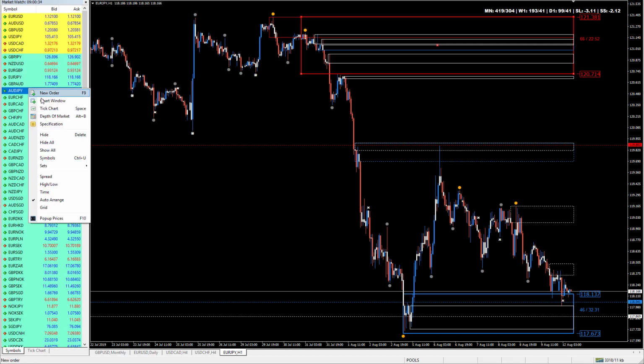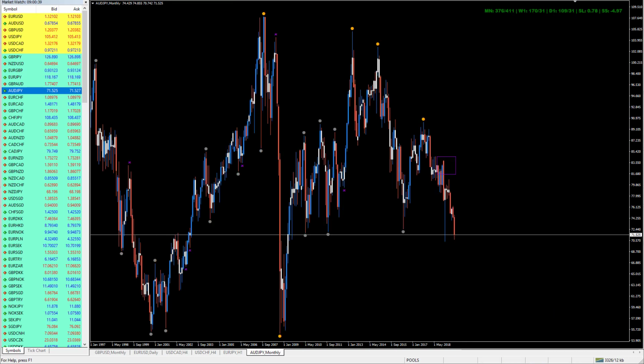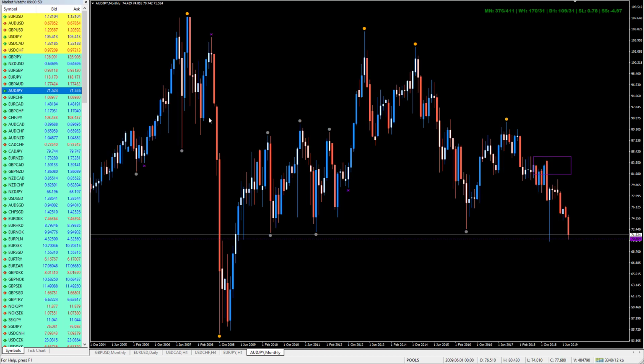Let me do the Aussie yen as the final one. Monthly, what's going on? Wow, we're having a tough time moving below here, aren't we? If you see here, you can see we're having a really tough time moving along there. And if we zoom in, you can see that it's this one here.